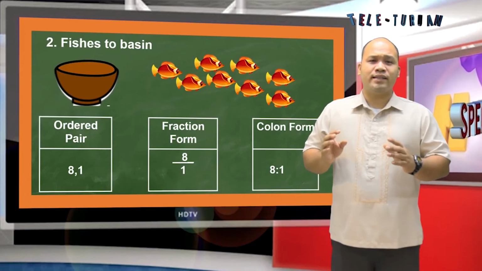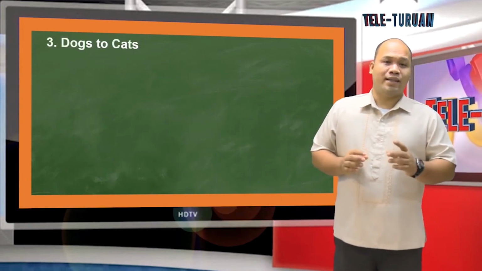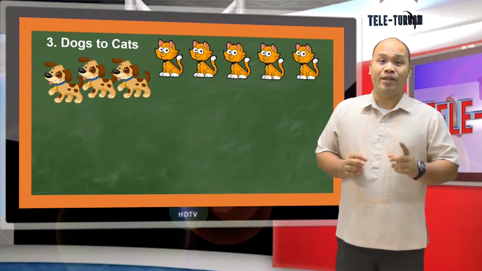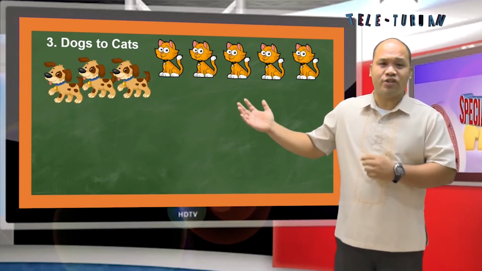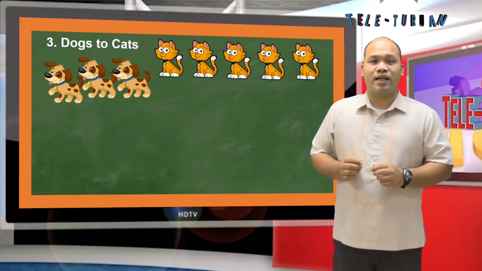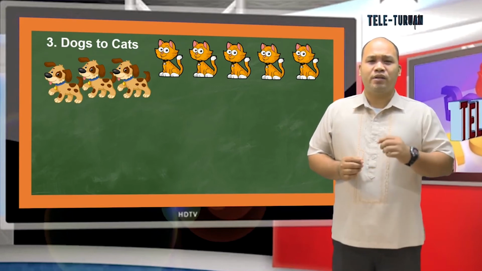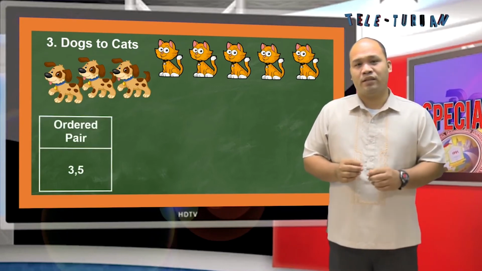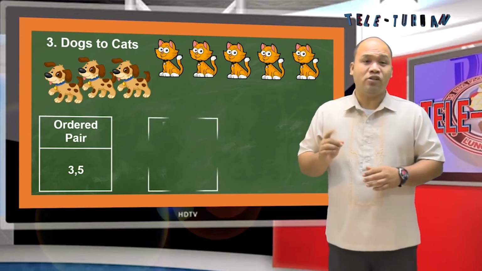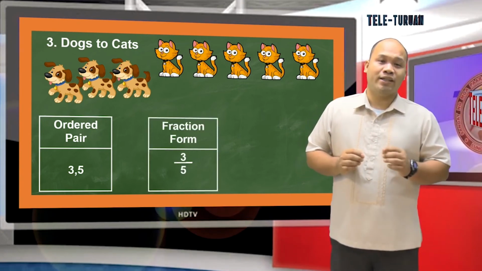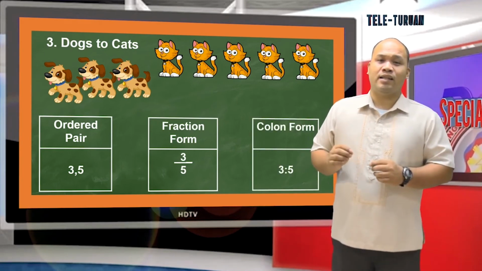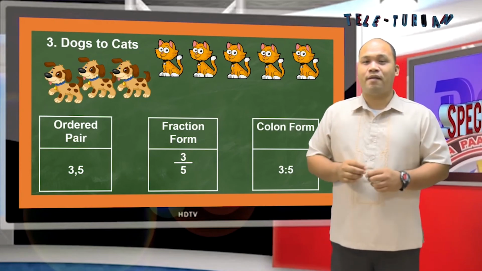Let us move to example number 3. What is the ratio of dogs to cats? How many dogs and cats can you see in the illustration? Very good. There are 3 dogs and 5 cats. If we write this in an ordered pair, it will be 3 and 5. In a fraction form, 3 dogs over 5 cats, or 3 over 5. In a column form, we write it as 3:5.